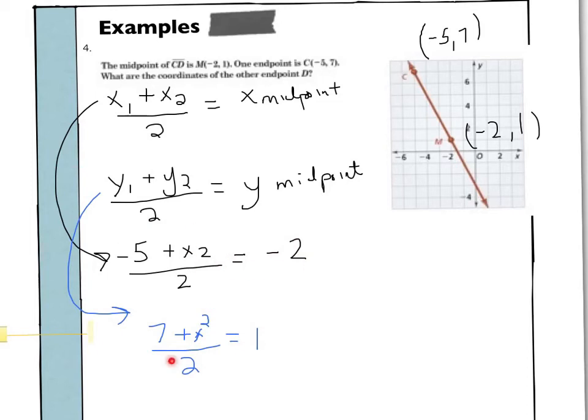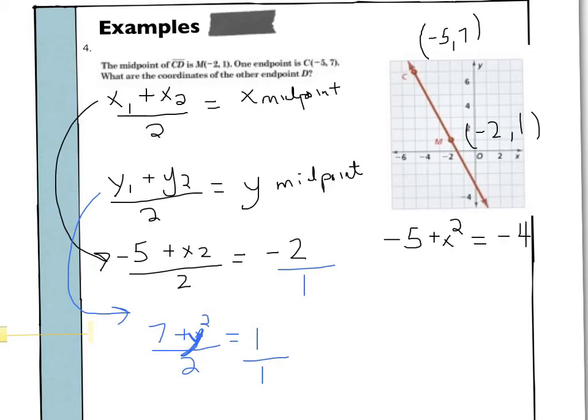And I'm going to do the same thing for the y. I know the y1, one of the endpoints, is 7. I'm going to plug that in. I don't know the other endpoint, it's missing. And then I'm going to plug in my y midpoint value. The midpoint of the y coordinate goes here. And then I'm going to cross multiply in a moment to figure that out. So if I just put this over 1 here and put this over 1, you can do that so that you can cross multiply. So here I've cross multiplied.